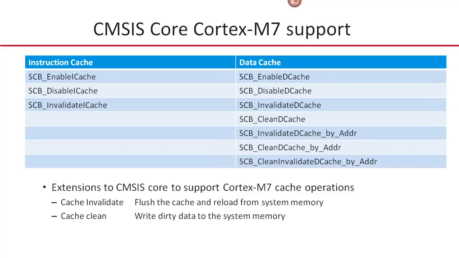So here we can enable and disable it, but we also have functions where we can invalidate the cache, that is, flush the cache and reload from the system memory, or clean the cache where we write the cache data out to the system memory. So this can be done as a cache-wide call, or we can also invalidate or clean data by region address and size as well. So managing the cache becomes a lot easier with these high-level functions.